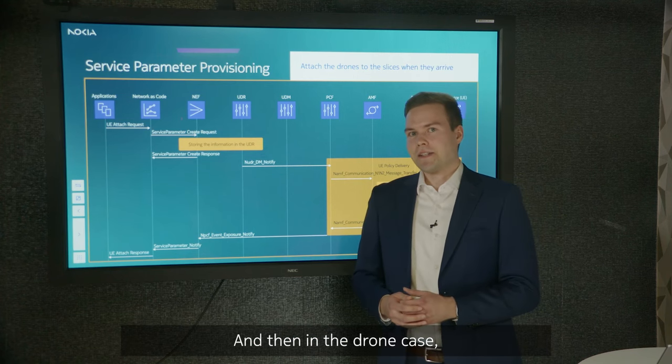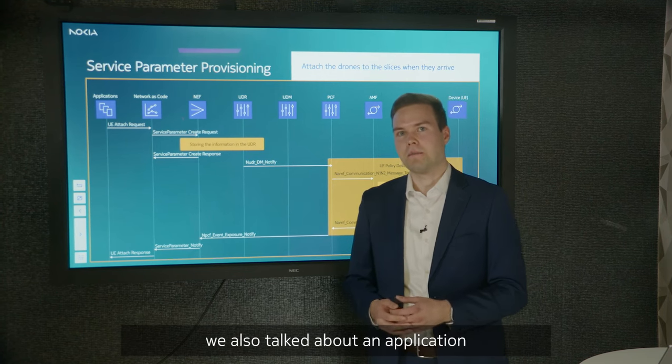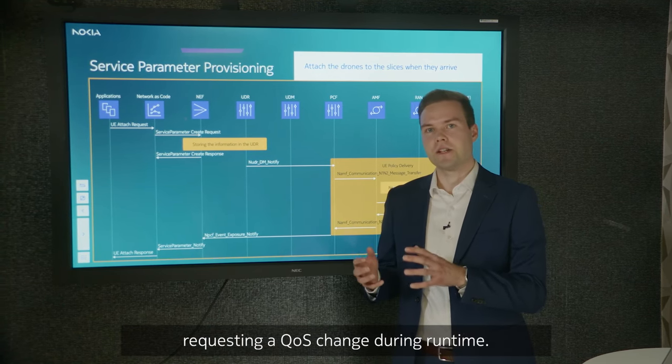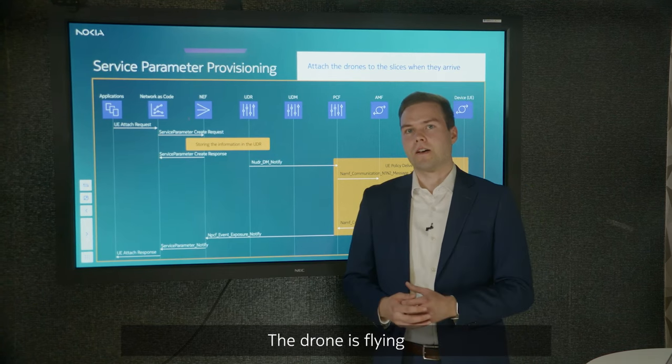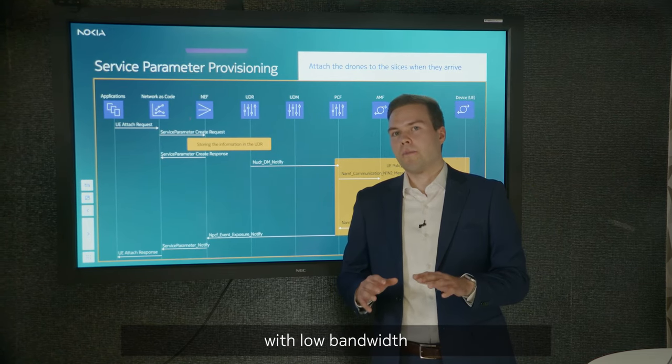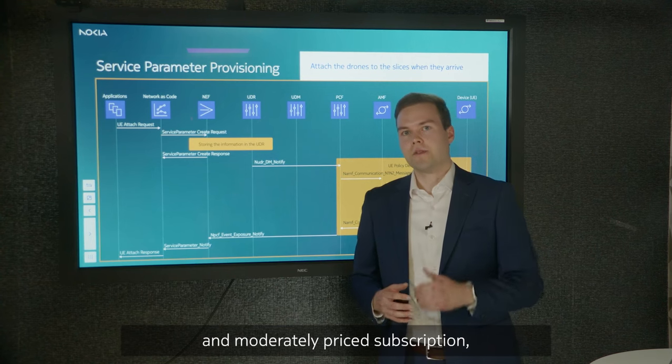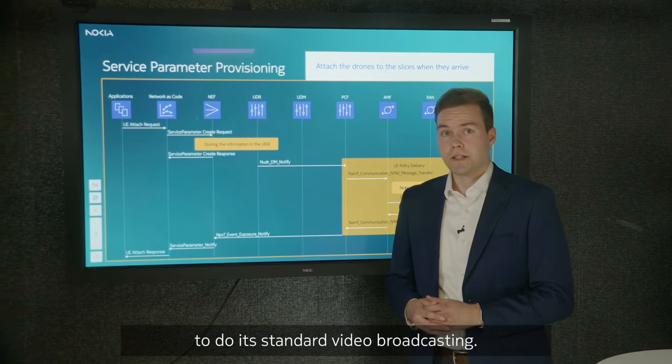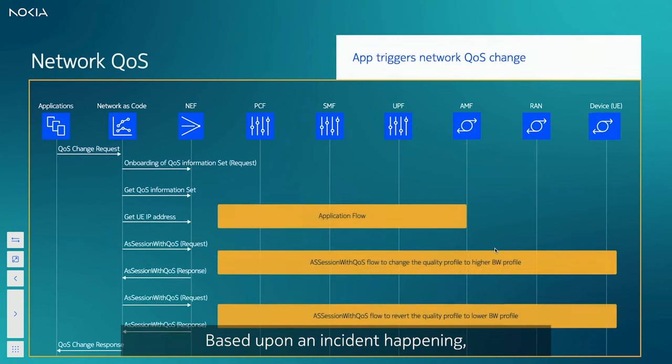And then in the drone case, we also talk about an application requesting a quality of service change during runtime. The drone is flying and connected to the network with low bandwidth and a moderately priced subscription to do its standard video broadcasting. Based upon an incident happening, the software can trigger a quality of service change request, which the application triggers here on the upper left. Network as Code receives that request and handles a very complex set of underlying steps necessary to make the QoS change on the fly.